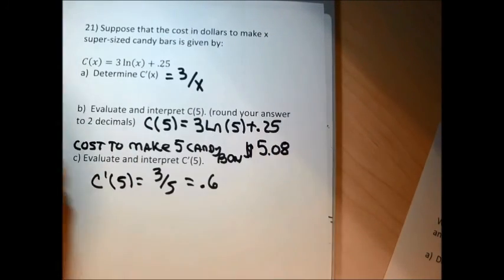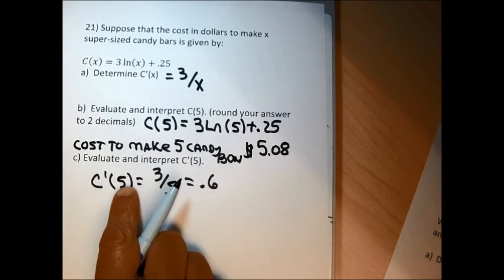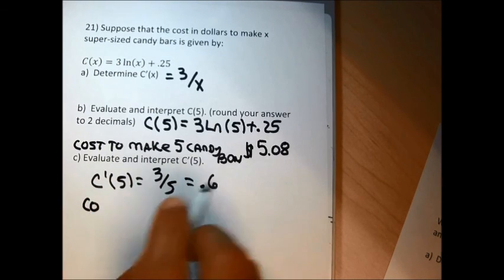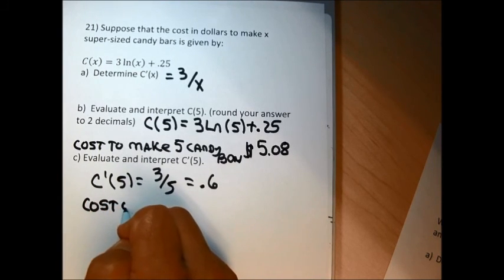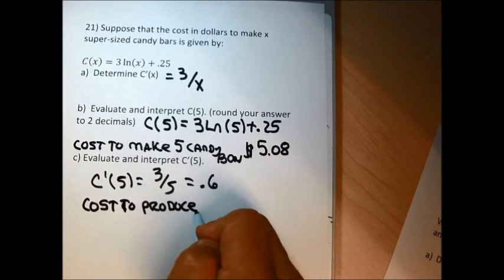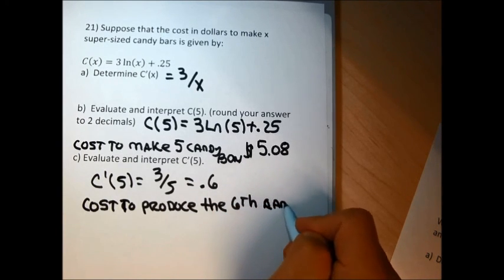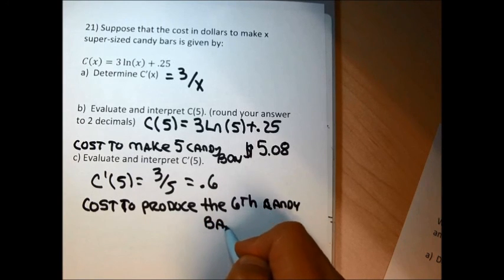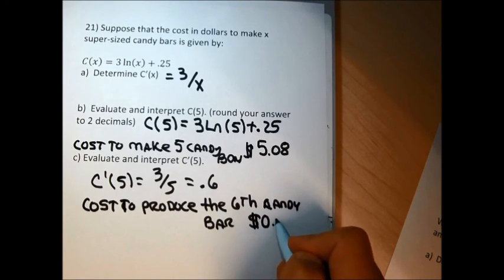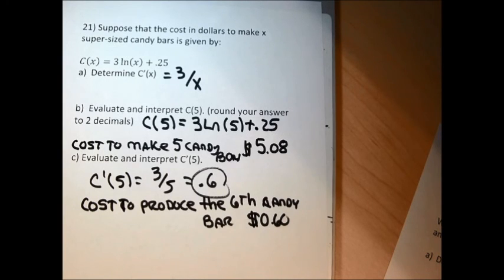So plugging a number into the derivative of a cost function gives you the cost of producing the next one. So the cost of producing the 6th candy bar will be 0.6 or 60 cents. I'm going to write that in a nicer form, dollar form with 2 decimals and a 0 in the dollar position, but it's okay if you just wrote it, said 60 cents.